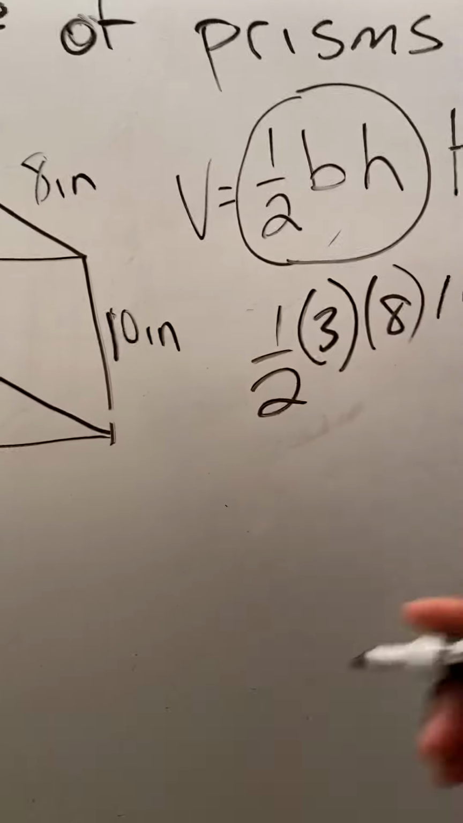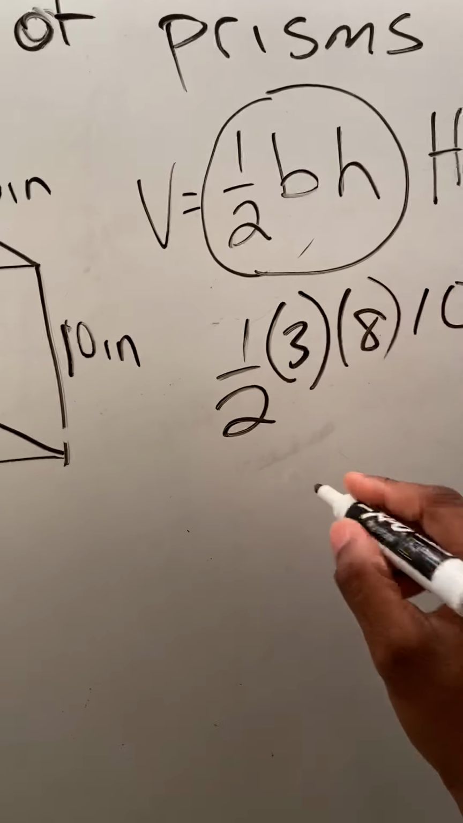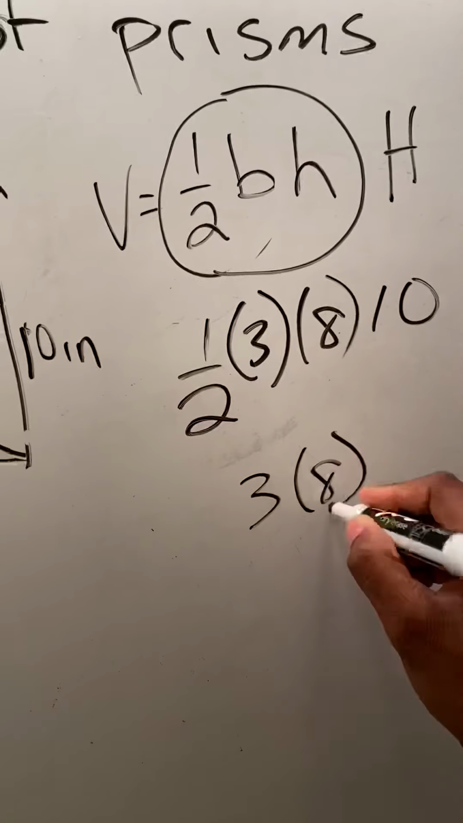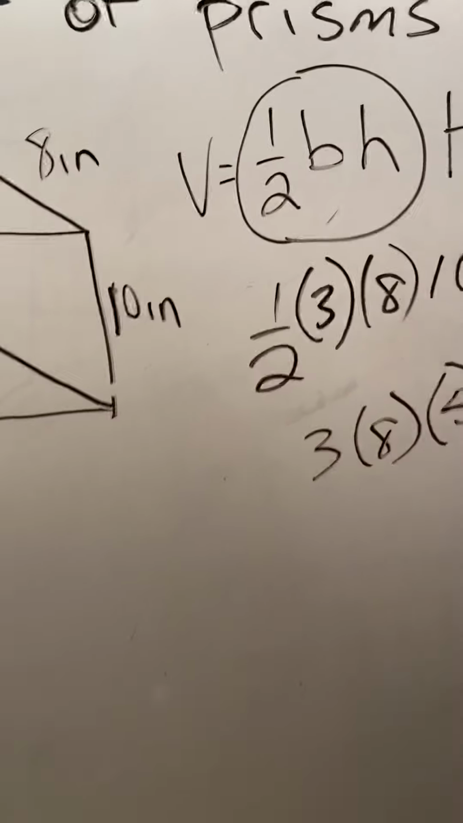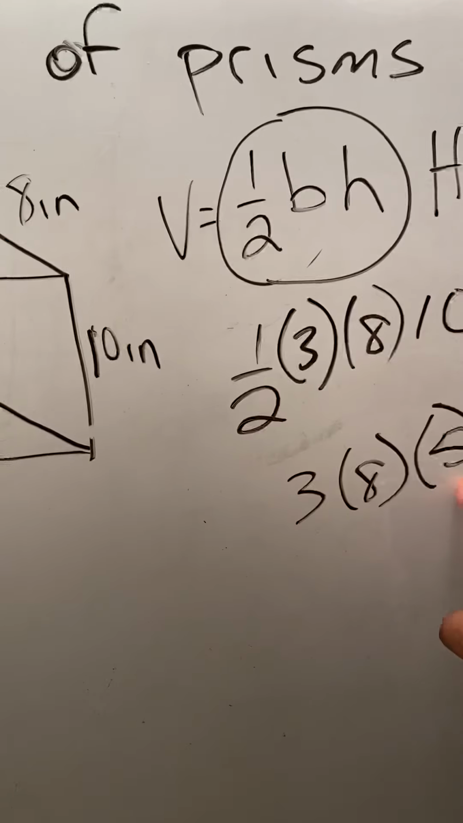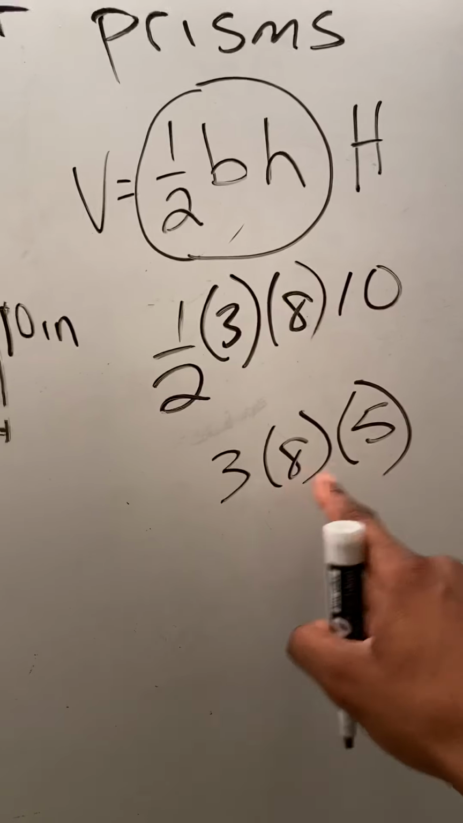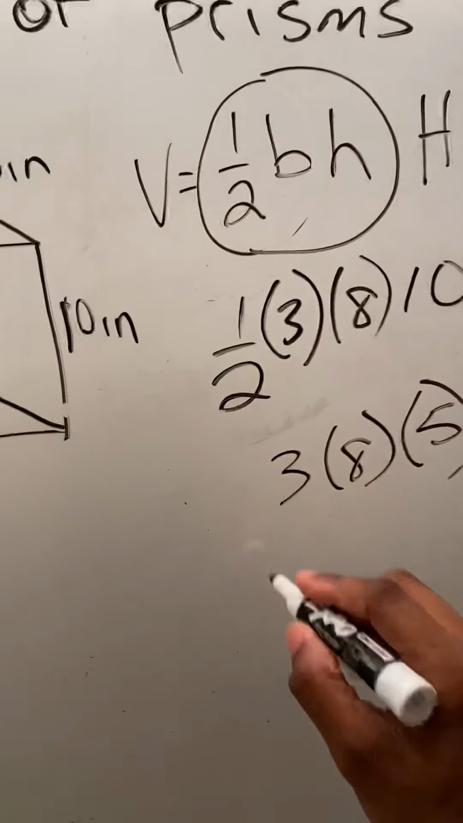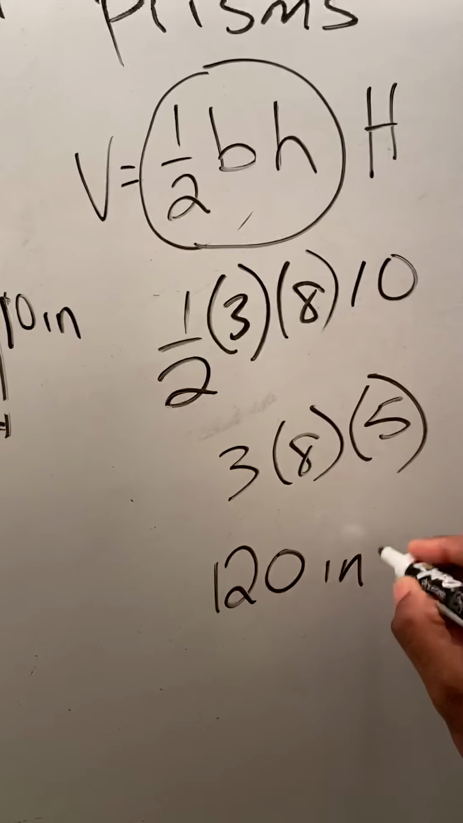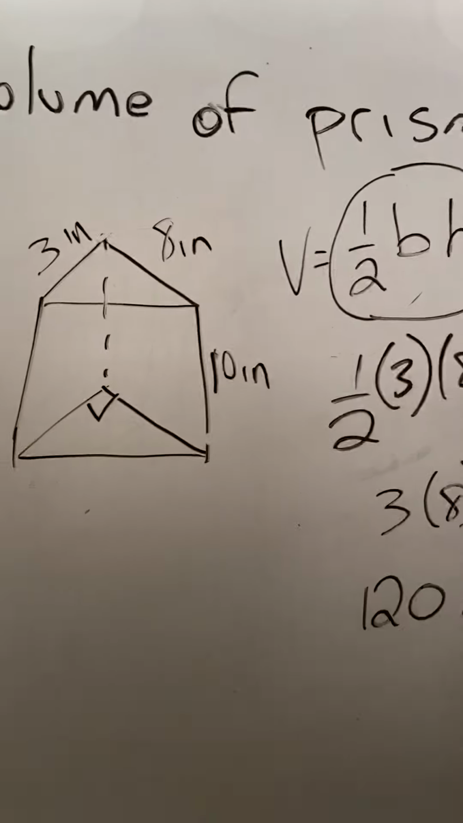It really doesn't matter. So since I have a large number here, I'm going to take half of this. So I have 3 times 8 times 5. That's easier because you take the largest number and knock it down. So this is half of 10. It's 5. 5 times 8, 40. 40 times 3, 120 inches cubed. And that's how you do a volume of prisms.